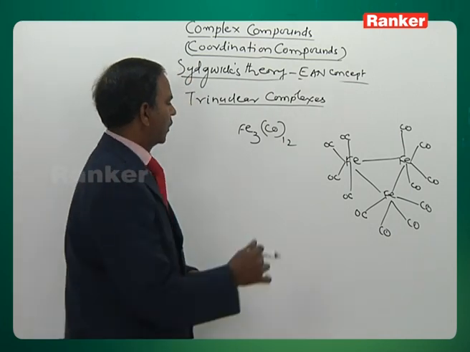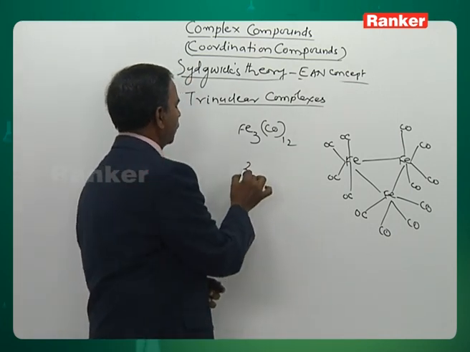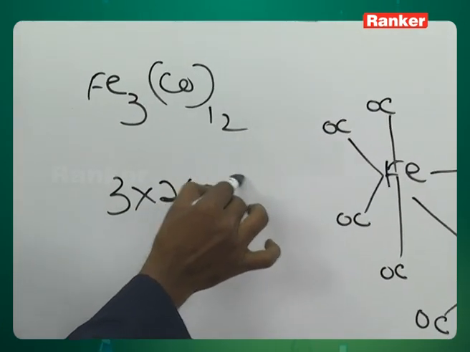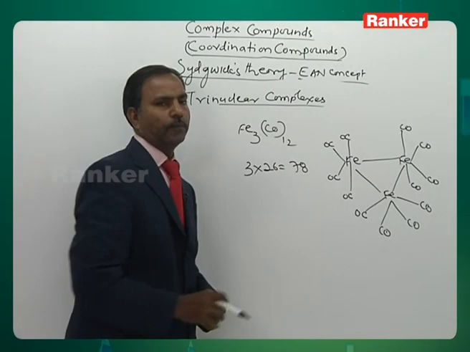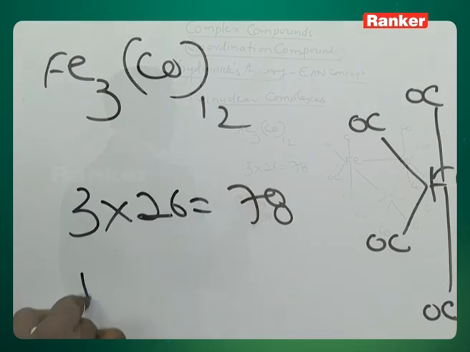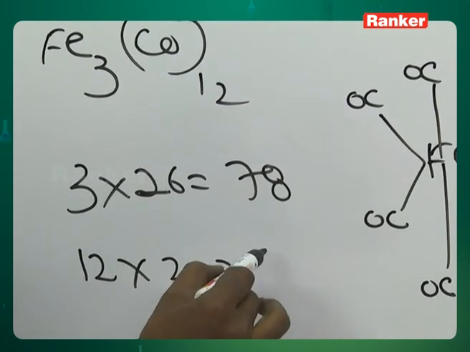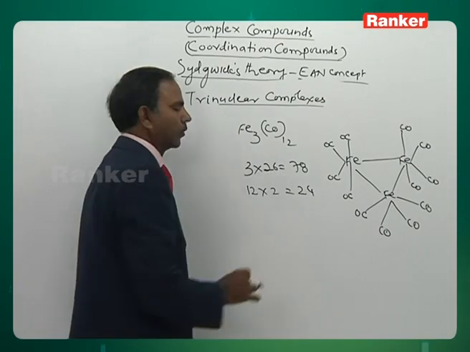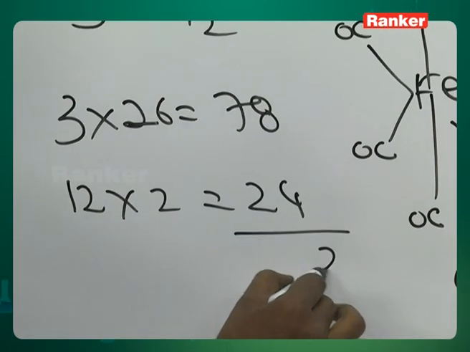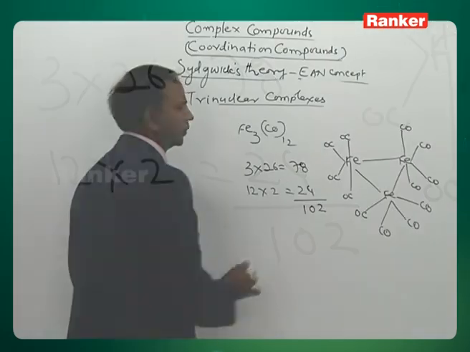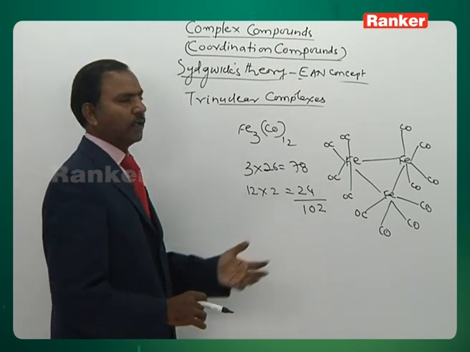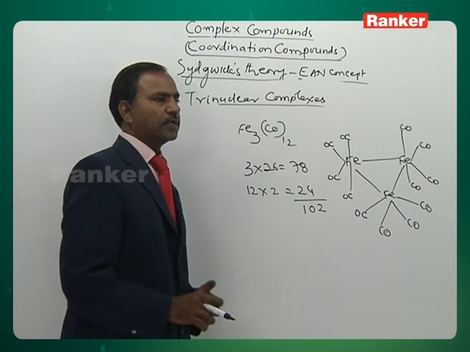Now let us see the calculation. It is easy now. 3 into 26, coming to be 78. Then how many carbonyl ligands are there? 12 into 2, this is 24. Total coming to be 102. You have to share 102 among 3 metal atoms. Yes, definitely it comes to be less than 36.